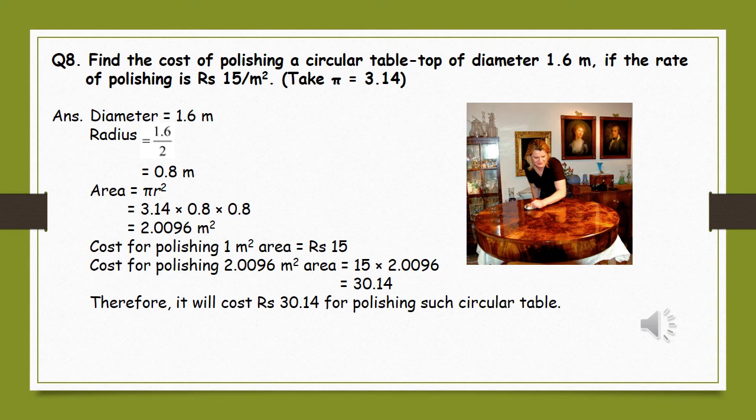Cost of polishing 1 meter square area is given as rupees 15. So, total cost of polishing the entire tabletop, that is 2.0096 meter square area, will be simply multiplication 15 into 2.0096, that is 30.14 rupees. Therefore, it will cost rupees 30.14 for polishing the circular table.